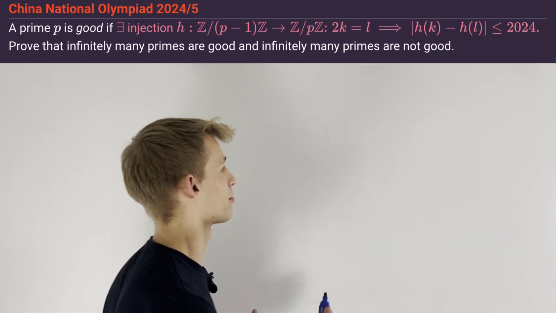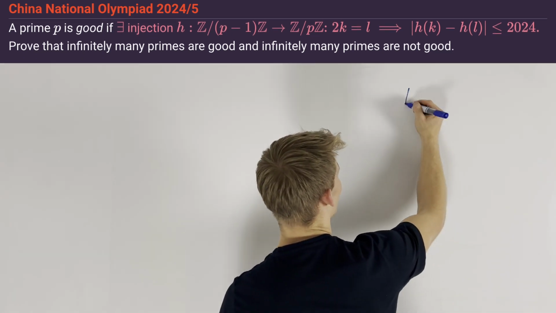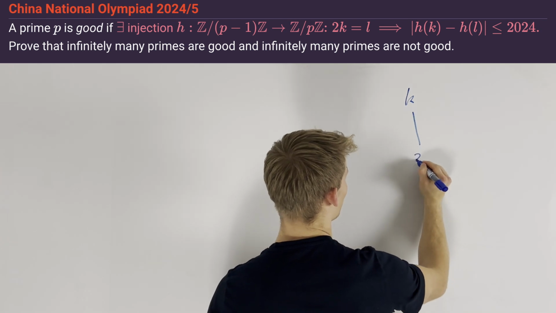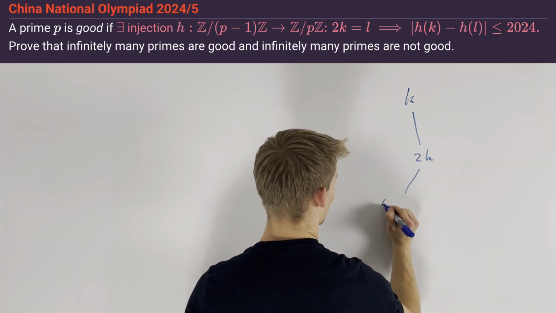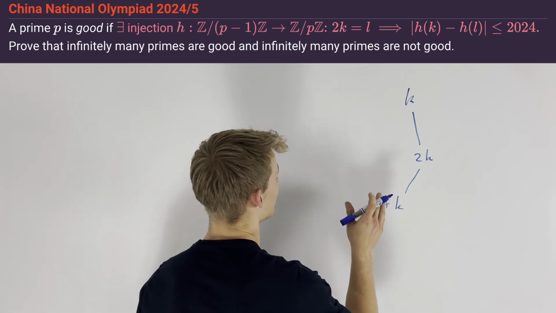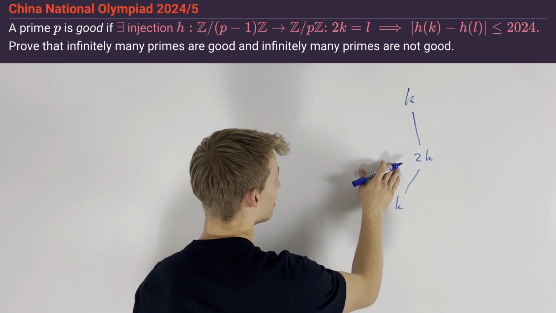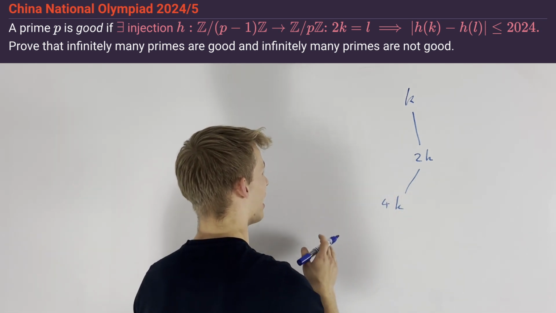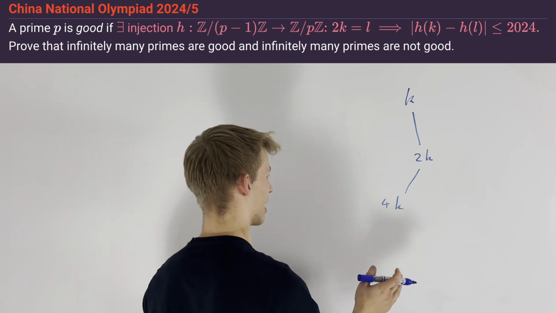We want to think about this problem as a graph, such that k is connected to 2k, is connected to 4k, and so on, such that we connect exactly those vertices k and l, for which we want that h(k) and h(l) are close together.